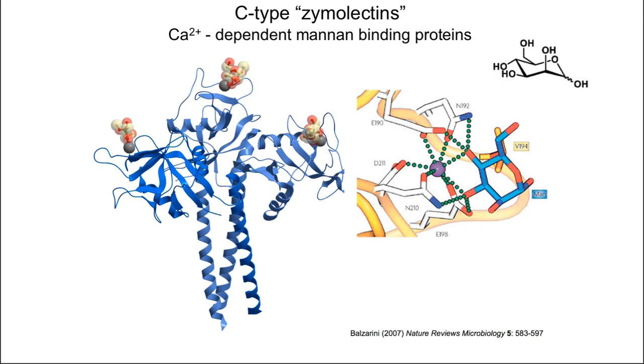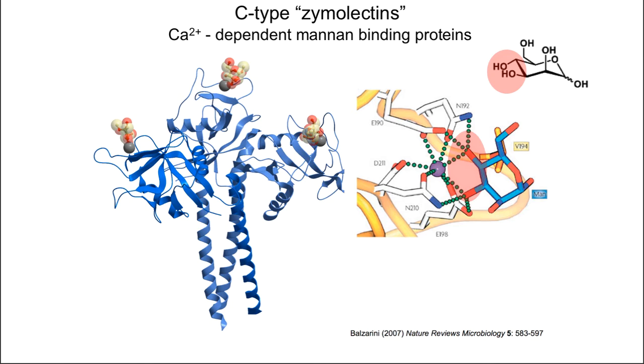Let's take a closer look at one lectin, mannose-binding lectin. Sometimes these lectins are referred to as zymolectins, but they are C-type lectins, that is, calcium-dependent proteins. Mannose-binding protein mediates interactions between the protein and the mannose's 3' and 4' hydroxyls, as shown in this close-up on the right.